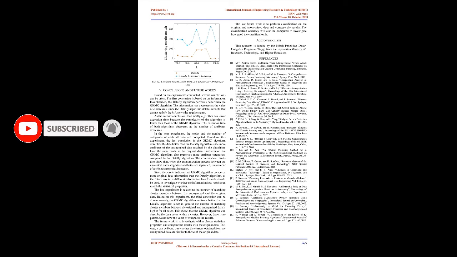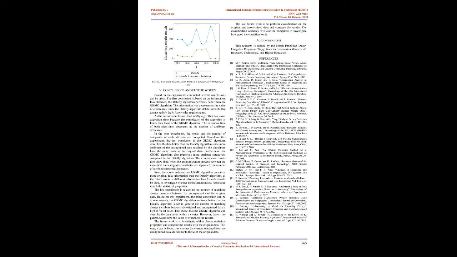In the next experiment, the mode and the number of categories of each attribute are computed. Based on this experiment, the last conclusion is the GKMC algorithm describes the data better than the Datafly algorithm since more attributes of the anonymized data resulted by the algorithm have the same mode as the original data. Furthermore, the GKMC algorithm also preserves more attribute categories, compared to the Datafly algorithm.